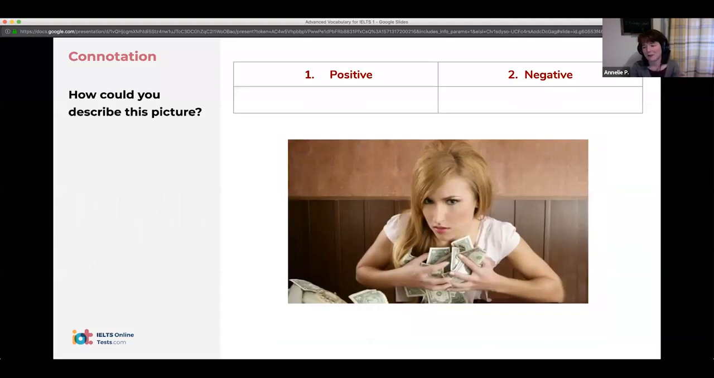Okay, let's have a look at the next one. Proud is quite an interesting word because it can be positive or negative depending on how it's used and the feeling behind it. You can be proud of your achievements. That's a very positive thing. But if you're a proud person as opposed to humble, that would be quite negative.